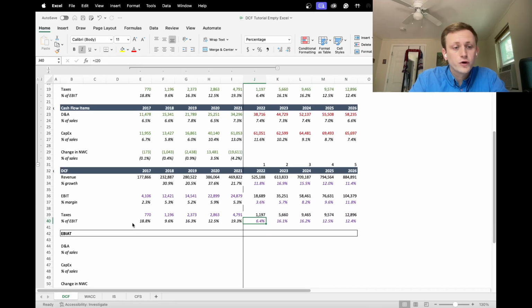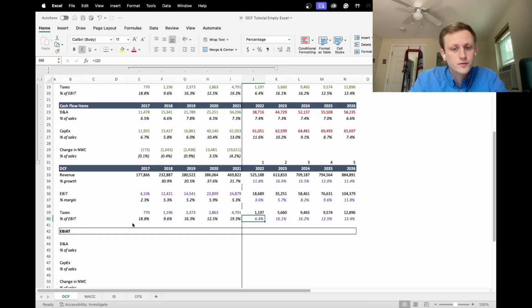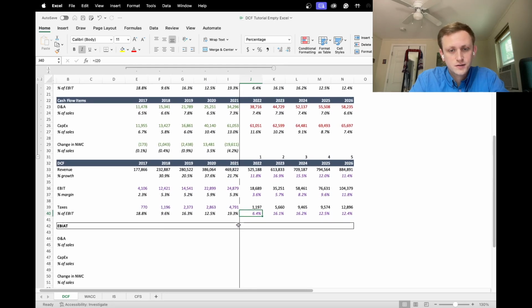All right, now we're at EBIAT, which is earnings before income and taxes. Or excuse me, earnings before interest and taxes. And so this is just EBIT minus taxes.